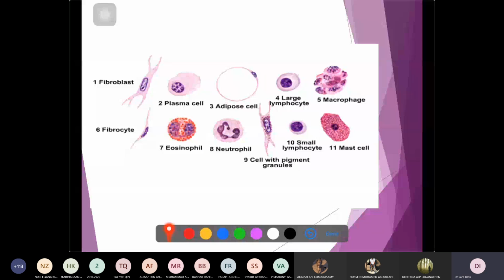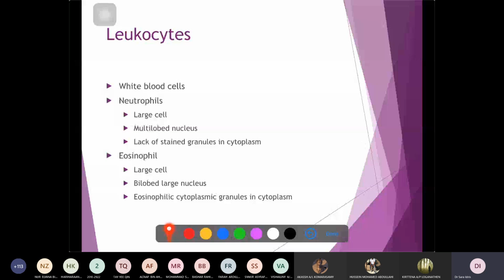monocytes. They look different depending on the cell that you have, but I'm not going to touch on this too much because you'll be learning a lot about leukocytes in later blocks, especially in hematology. Just know that you have different kinds of white blood cells, and they can look different. They have different kinds of shapes.